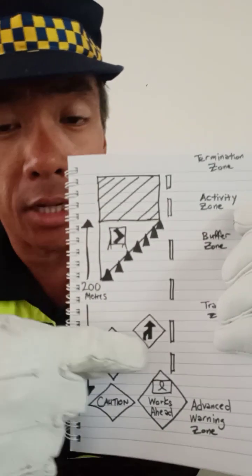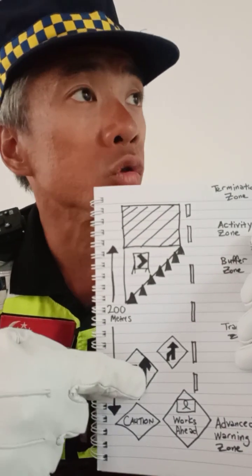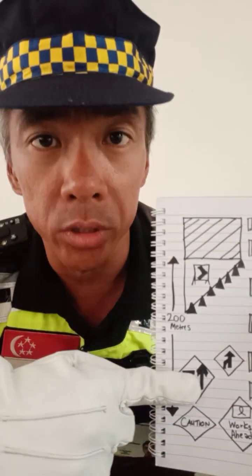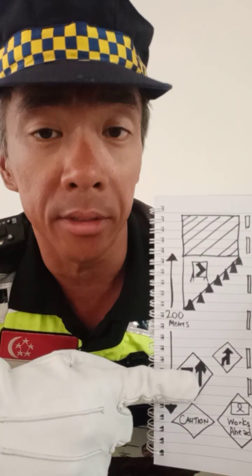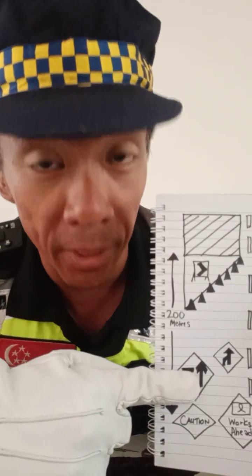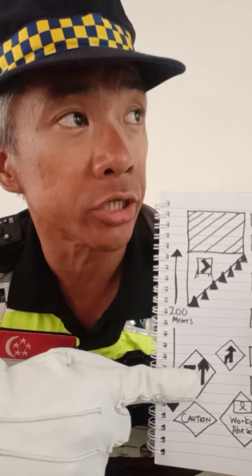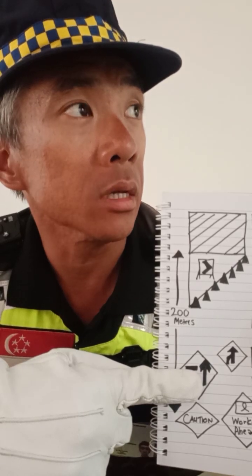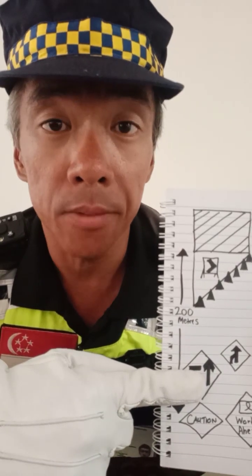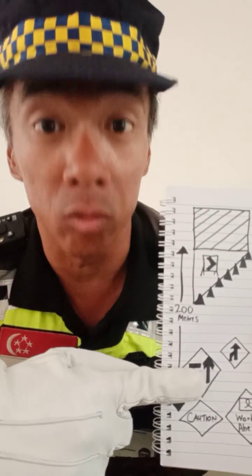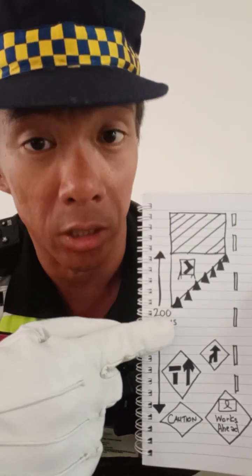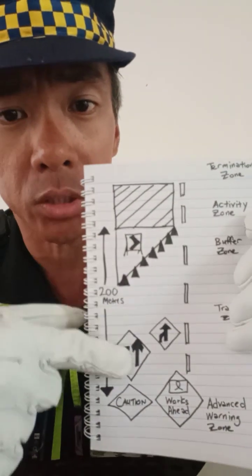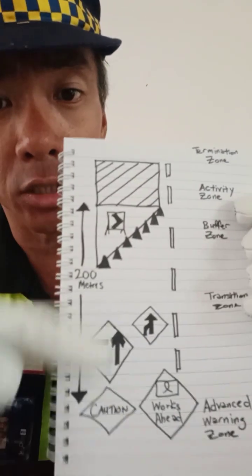These signages are put up in advance to preempt motorists and road users to plan their route early, to change lane early if possible, in order to avoid inconvenience. Otherwise, please stay on your lane until the point of merger, which I'll explain. So 200 meters ahead of the work zone, all these signages have to be put up.